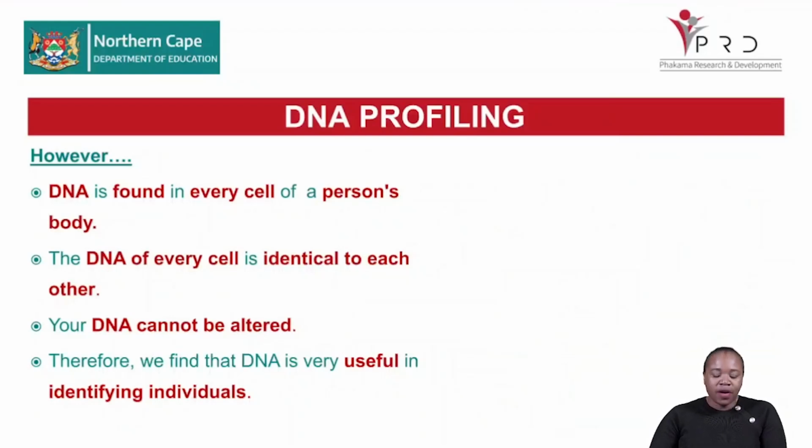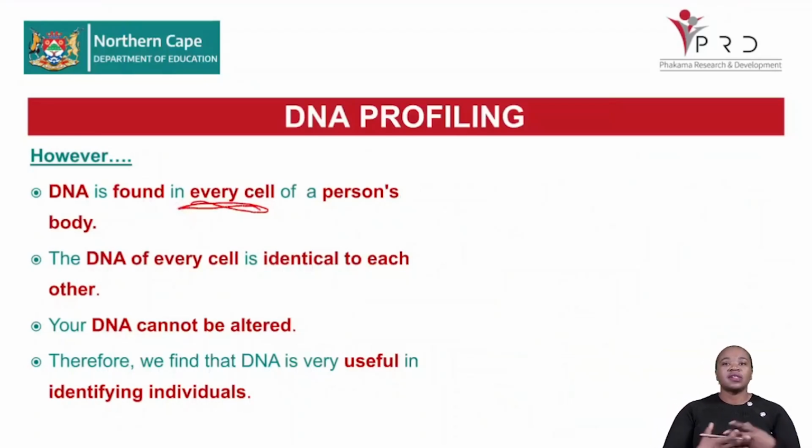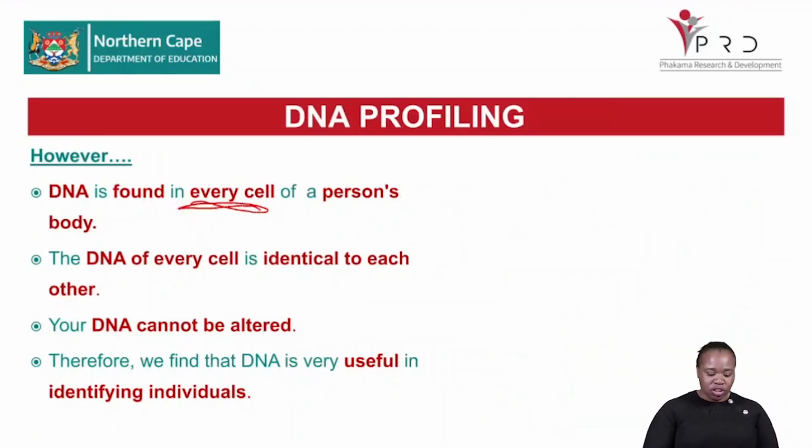So these ones, they are found in every cell of your body. Remember, all the cells of your body are identical, because they were produced by mitosis. Remember, mitosis produces cells that are the same. So the DNA is identical throughout the body, and it cannot be altered. I mean, you cannot change every single part of your body just to change the DNA.